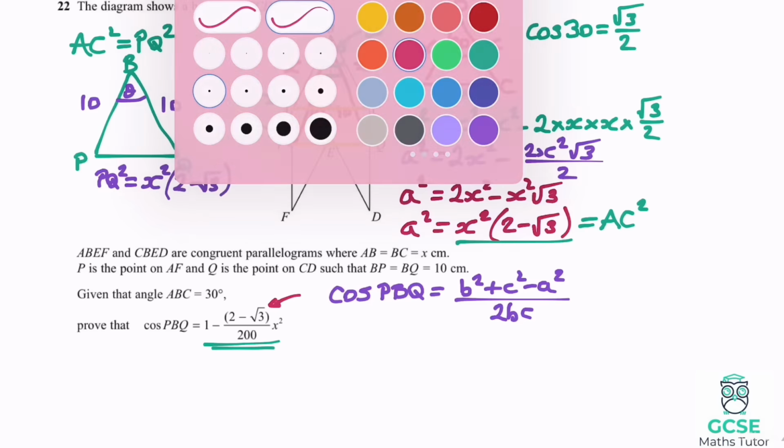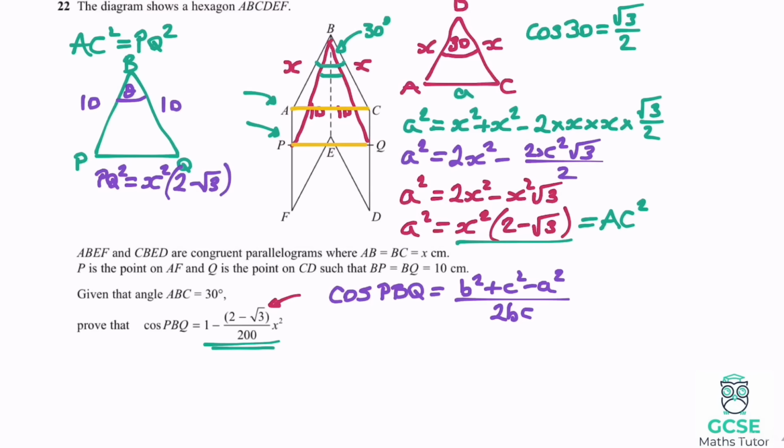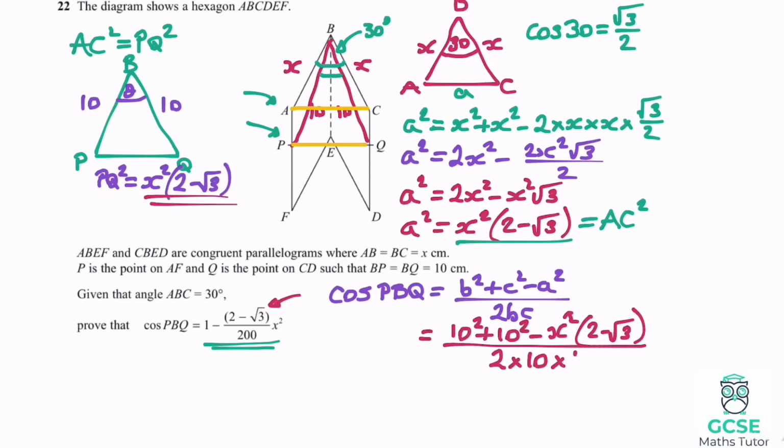Now if I start plugging some of the values in, let's see what we've got. We've got cos PBQ equals 10 squared plus 10 squared. I'm going to sub it all in. I'll probably just jump that step and write 200, but 10 squared plus 10 squared minus a squared, which is this value here that we've worked out, so I don't need to square it because that is a squared. So minus x squared brackets 2 minus root 3, and that is all over 2 times 10 times 10. So 2 times b times c, 2 times 10 times 10.